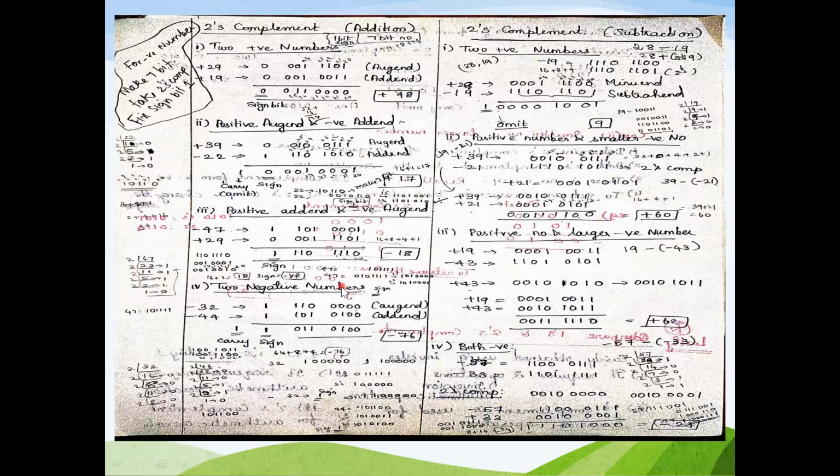Okay, so since it is negative, minus 47, I need to take the 2's complement for this. So I take the 1's complement: 1010000, then add 1: 1010001. So okay, this is the minus 47. 1010001. This is minus 47 represented in 7 bits. Since it is a negative number, I want to have the sign bit of 1.